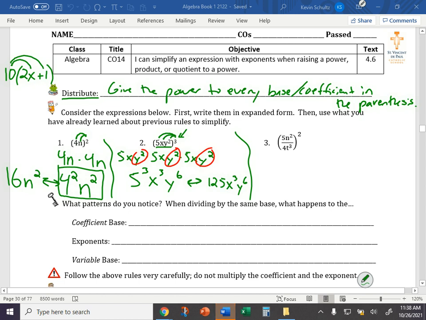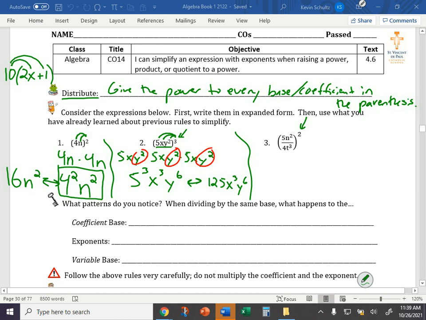Got one more example to cover. This one's a fraction. Yikes. What is the base? What's being squared for this exponent outside of our parentheses? What's being squared? Lila. 5n squared. Keep going. Oh, and 4t. Yeah. Everything inside of those parentheses is getting squared. Okay? That's what the parentheses do. They make everything part of the base.